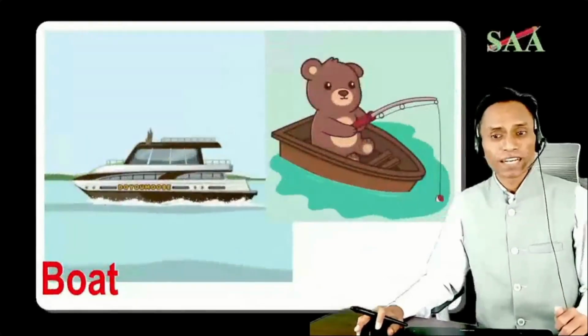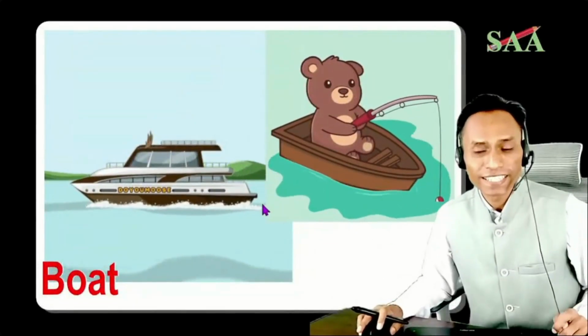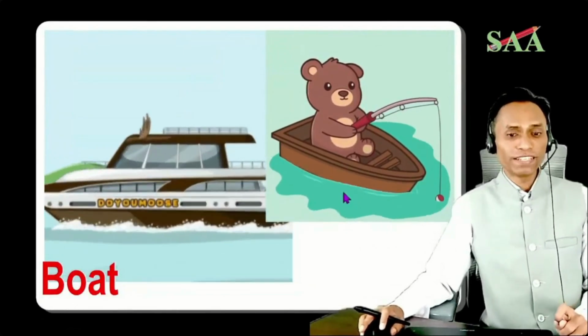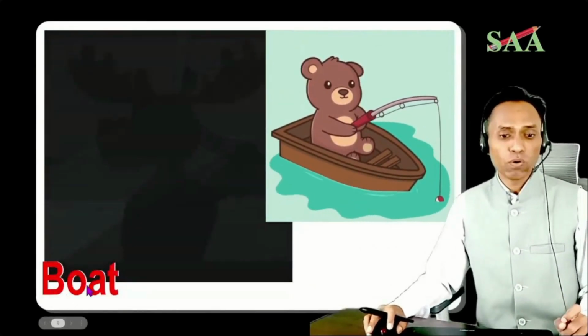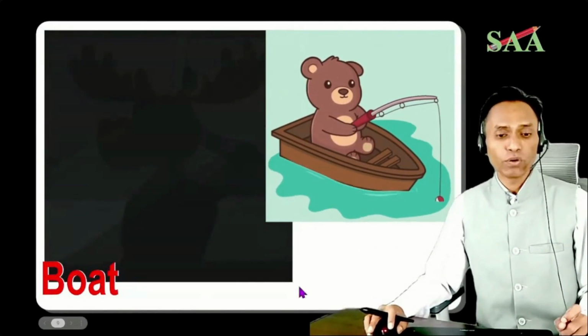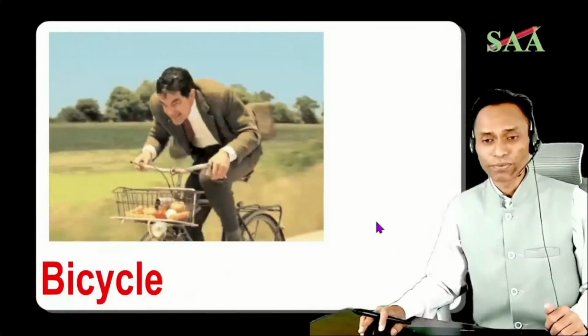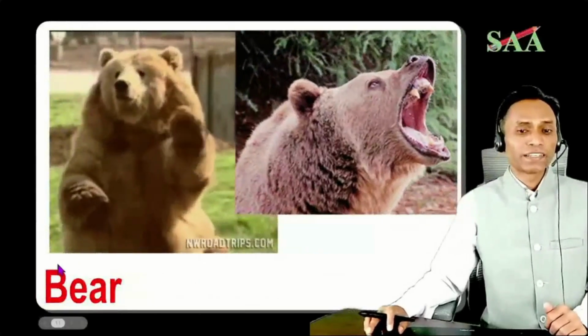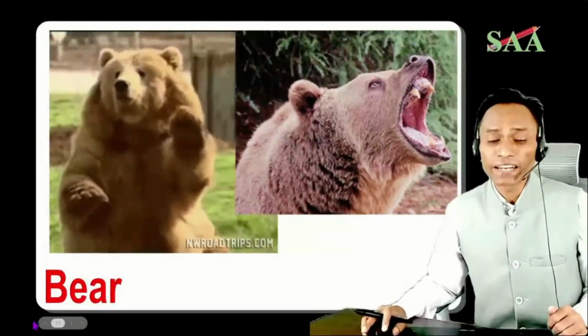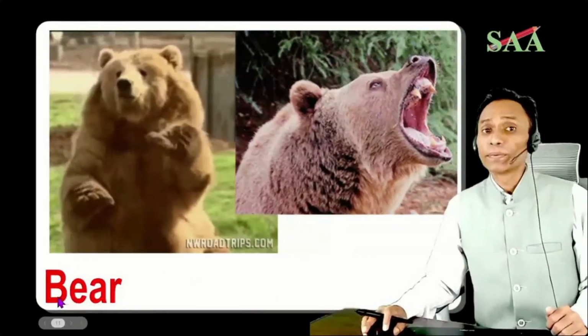Now here, what can you see here? Yes, this is boat, right? B-O-A-T, boat. Now here, yes, the man riding a bicycle, right? B-I-C-Y-C-L-E, bicycle. Next, this is bear, B-E-A-R, bear.